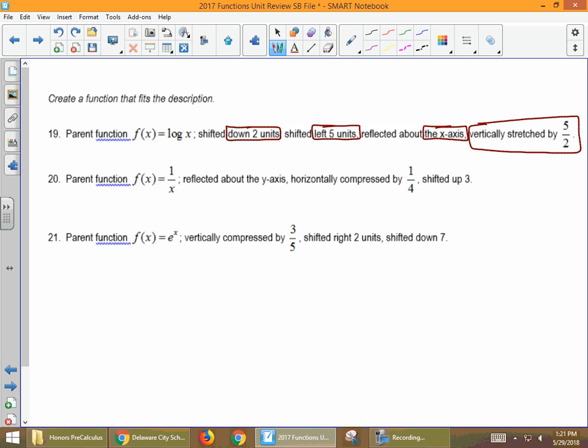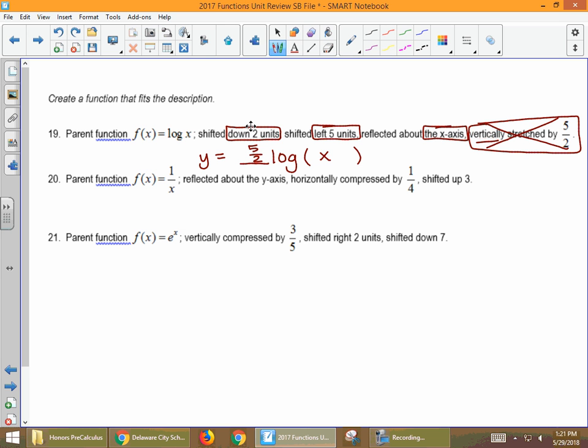So I like to do these as a fill in the blank. Give myself room. So I know I want log of x, that's our parent function. I'm going to go ahead and cross these off as I use them. Vertically stretched by 5 halves, that means that since it's vertical, it needs to be on the outside of my function. And if I'm doing a vertical stretch or shrink, I go with the number I'm given. So 5 halves goes out front.